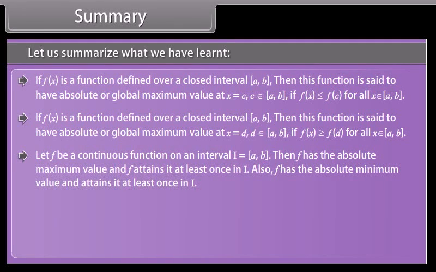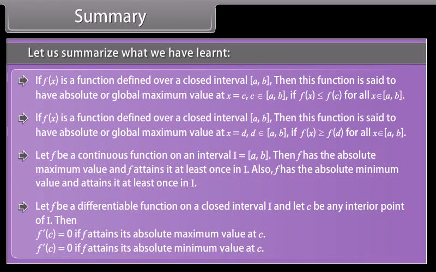Let f be a continuous function on a closed interval I = [a, b]. Then f has the absolute maximum value and f attains it at least once in I. Also, f has the absolute minimum value and attains it at least once in I.